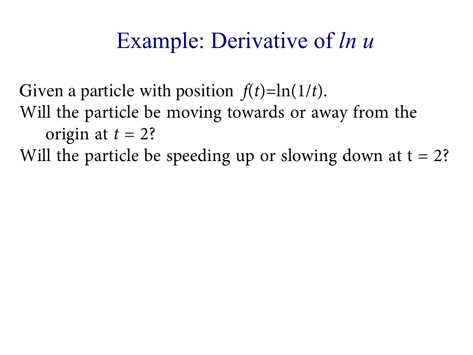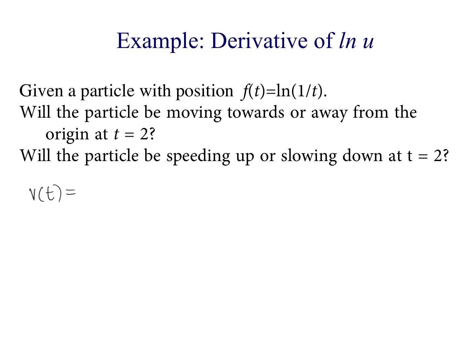So if we have a particle that's moving with its position as a logarithm function, ln of 1 over t, we want to answer the questions: will it be moving towards or away at time 2? And will it be speeding up or slowing down at time equals 2? So we're going to need all of it. We're going to need position, velocity, and acceleration. We've got position. Let's do velocity.